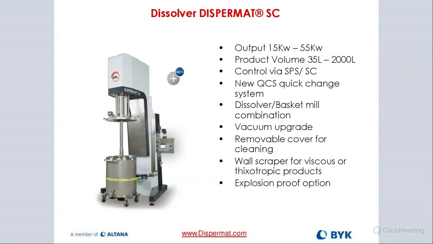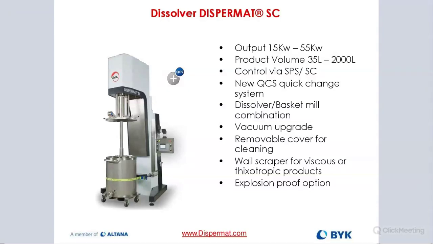So here you see the Dispermat SC. Obviously, this is a relatively small container. We can go up to a 2,500 liter container and as small as a 50 liter container on that particular model. So 35 liters of product volume, all the way up to 2,000 liters of product volume, and maximum output of 55 kilowatts of power. So they really produce a good amount of energy to disperse or mill your material.